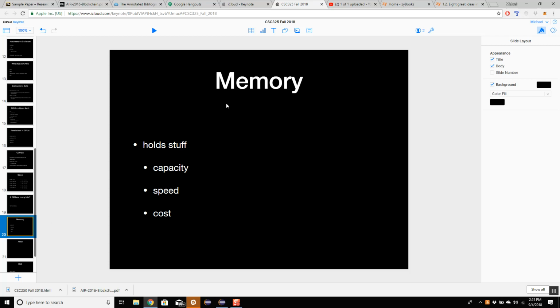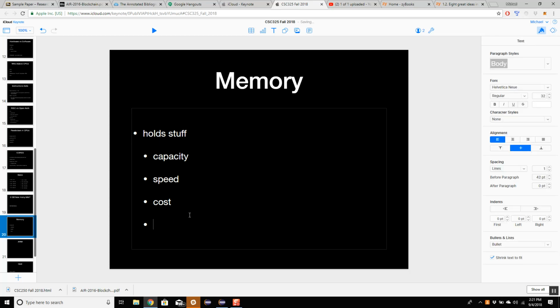All right, so memory, we think about it holding stuff. We think about capacity. We think about speed. We think about cost. Now, what about kinds of memory? In general, we might say that the larger the capacity, the slower the speed. Those tend to be related to each other.